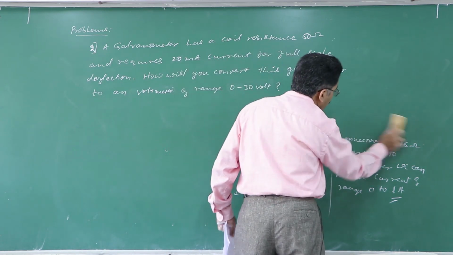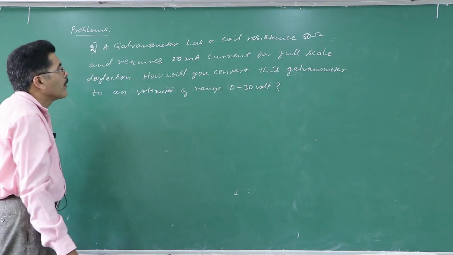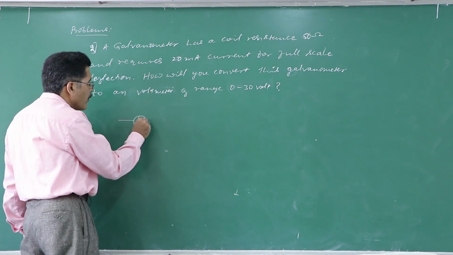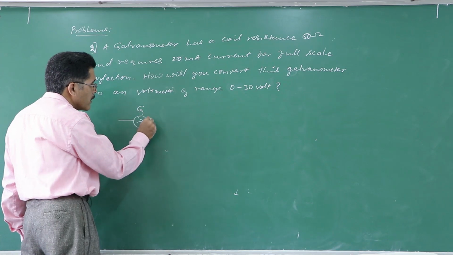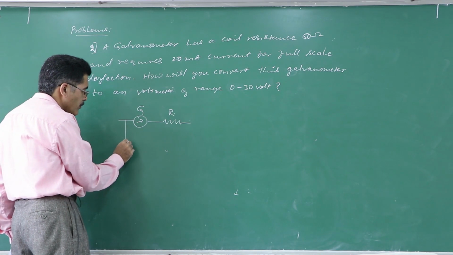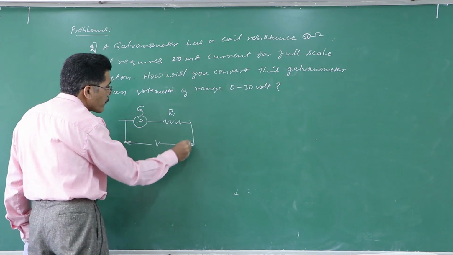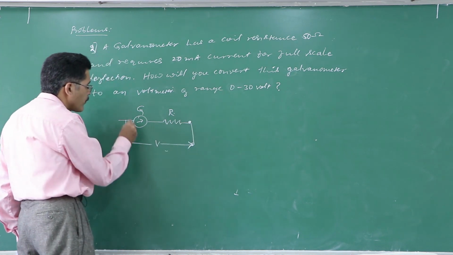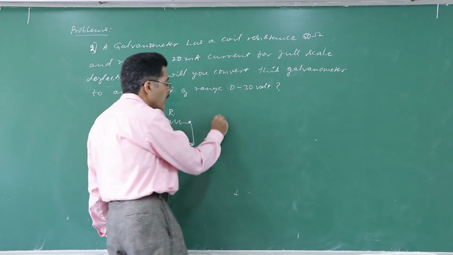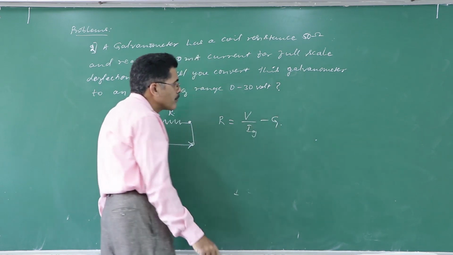Zero to 30 volt. Here we have to connect a very high resistance in series with the galvanometer. The potential difference is V. Ig is the current flowing through the combination. What is R? R is equal to V by Ig minus G.